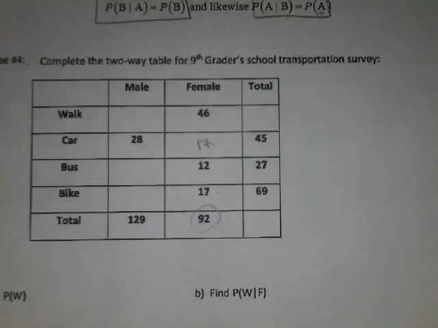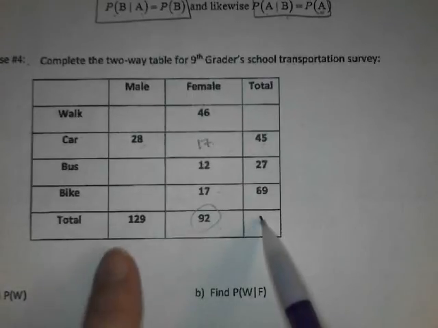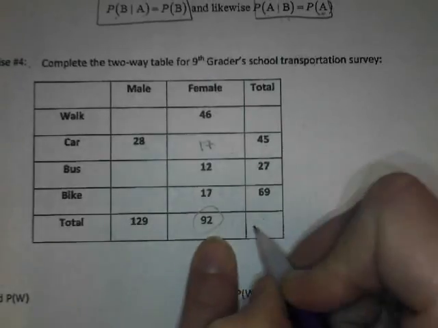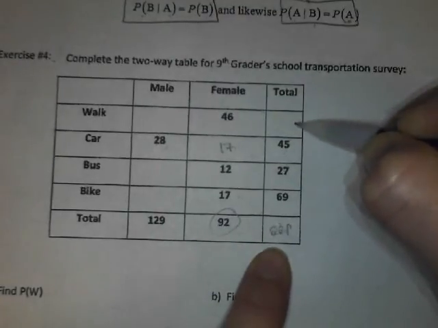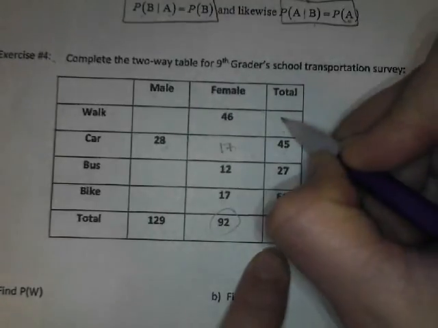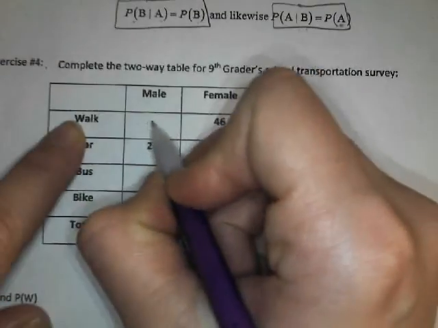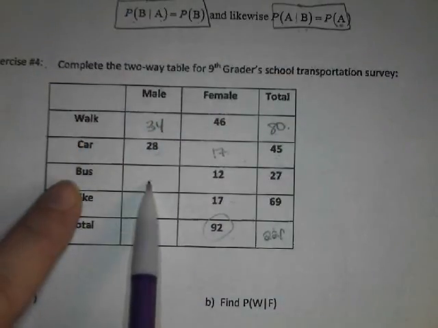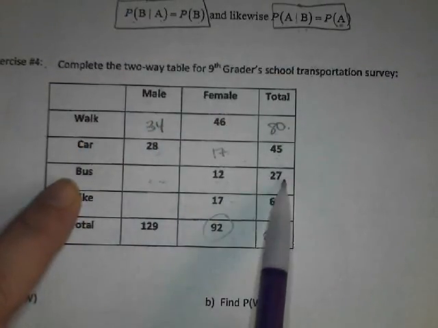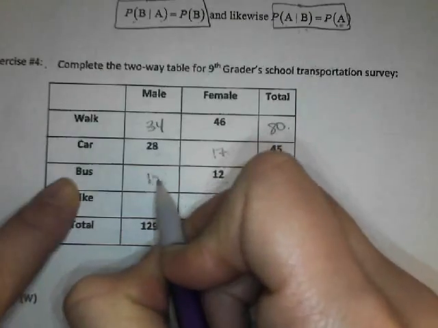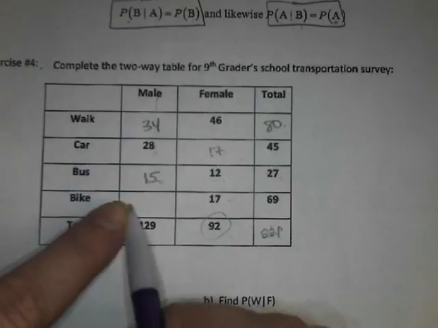Who filled in something else? Tyler? Which one? The total, which was? Did you get that from here? Yeah. 221. Now you can go backwards and fill in this, right? What was that? 80. Now you can go backwards and fill in this. What's that? 34. Awesome. I can do the bus, because these two have to add up to 27. Hold on, don't move. 15. And now this number should work out this way and this way. What is it? 52.